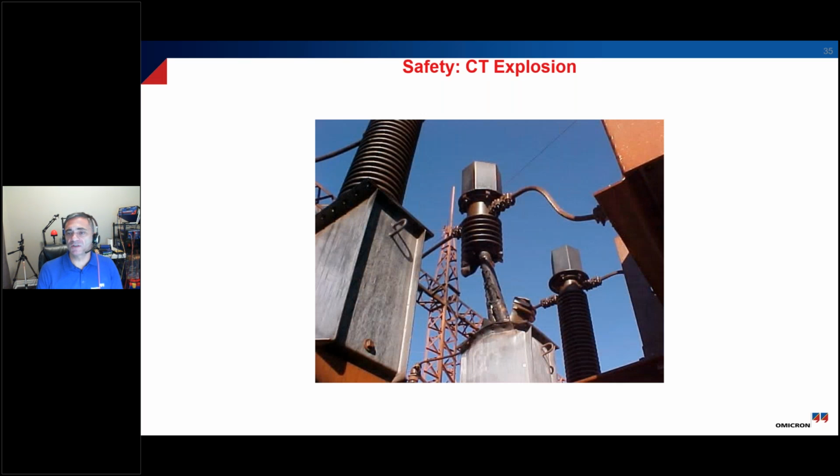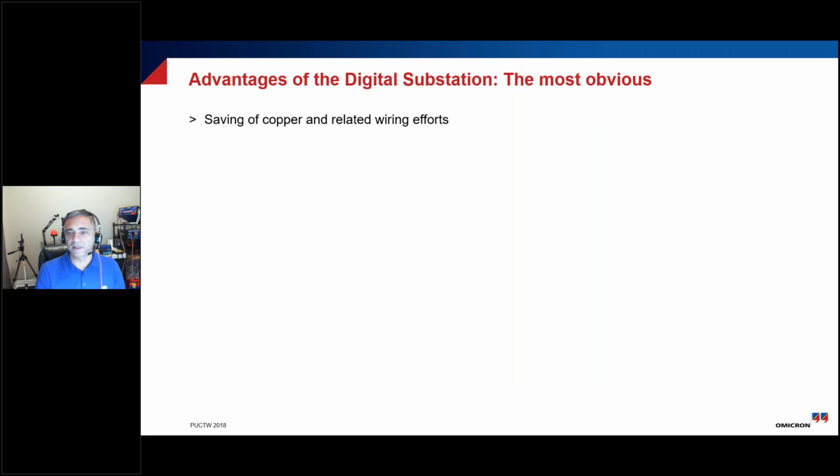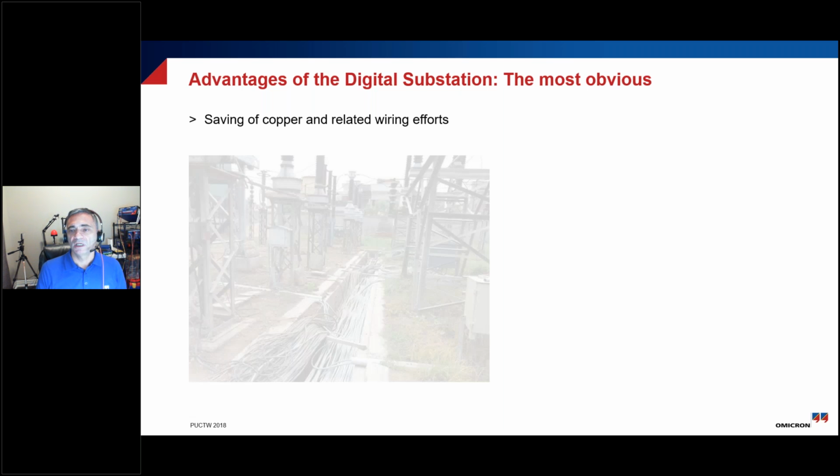The advantage of digitizing the information and not using traditional CTs is, of course, there has been the occasion where a CT explodes in the field, and here's an example of such a thing for a traditional CT. With optical CTs, you're not going to have this type of event occur, because it's just a fiber optic cable wrapped around the conductor, so there's a huge advantage to that. Of course, there's no secondary circuit, so there's a huge savings in copper.